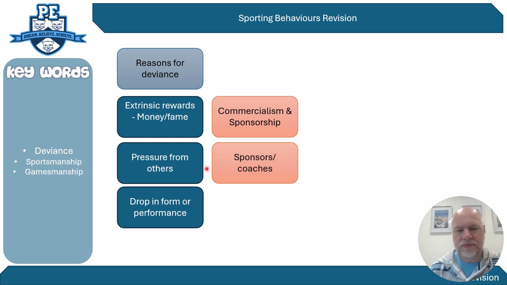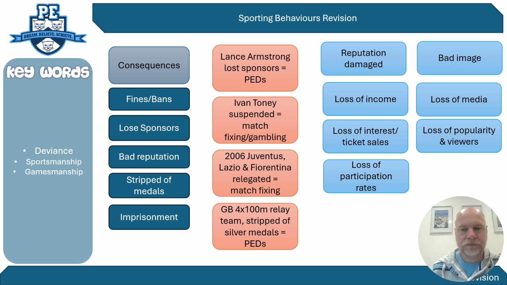Pressures from others, so coaches might have pressures to keep their job, for example, and encourage deviance that way. Sponsors may demand performances because obviously if a performer plays well, it looks good for the sponsors and their products. So they have that sort of pressures on players to become more deviant and cheat.